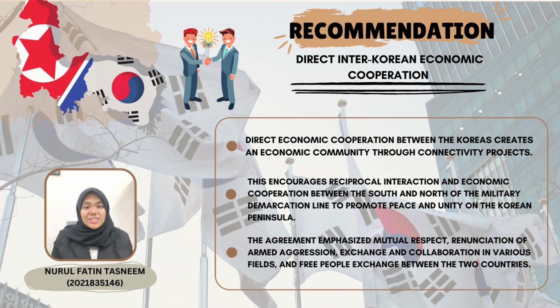And the last recommendation is direct inter-Korea economic cooperation. Direct economic cooperation between the two Koreas is to form an economic community by implementing connection projects. The goal of this is to contribute to the peace and unity of the Korean Peninsula by prescribing issues necessary to encourage reciprocal exchange and economic cooperation between the areas south of the military demarcation line and the area north of it. The agreement focuses on mutual respect, renunciation of armed aggression, exchange and collaboration in various fields, and free people exchange between the two countries.